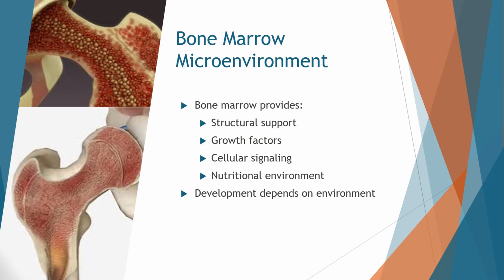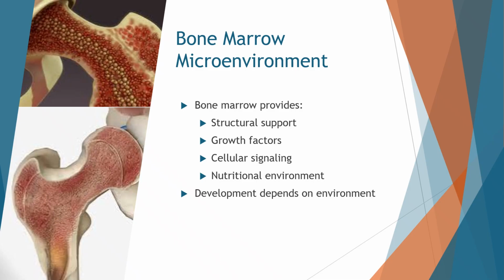Now here's something students often underestimate. Hematopoiesis is not just about cells. It's about environment. Bone marrow is not empty space filled with developing cells. It's a highly regulated ecosystem. Think of bone marrow like a carefully engineered greenhouse. Cells grow successfully because the environment provides structural support through stromal cells and extracellular matrix, physically anchoring development cells.